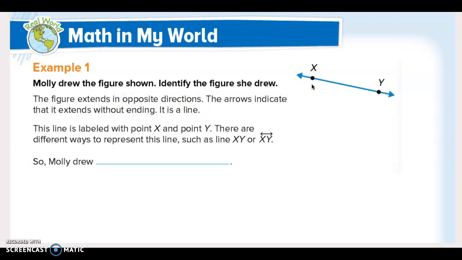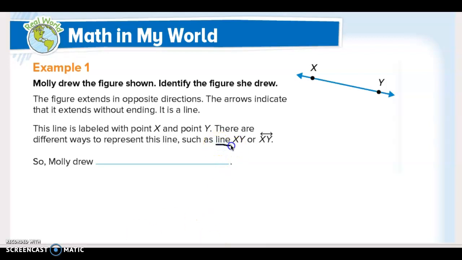Okay, so you will see this already completed on your worksheet later, but I wanted to show you how it's done now. So example number 1, Molly drew the figure shown. Identify the figure she drew. Well, we can see the figure extends in opposite directions because it has these arrows that indicate it's extending without ending. Because it has these 2 arrows, it is a line. The line has these points on them, point X and point Y. So this could be line XY. This is one way to say it.